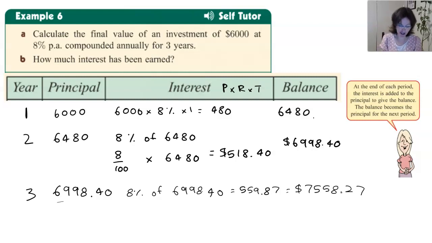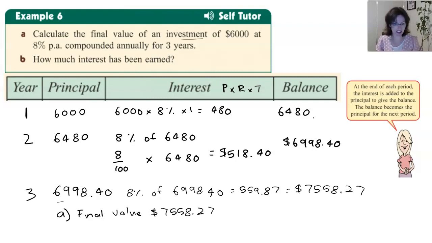Go back and read the question then. Calculate the final value of an investment compounded after 3 years. All of that information. So that is our final value. It's probably quite good etiquette to write that out so that your teacher doesn't have to read that from a table. Final value, the $7,558.27 with the dollar sign there.